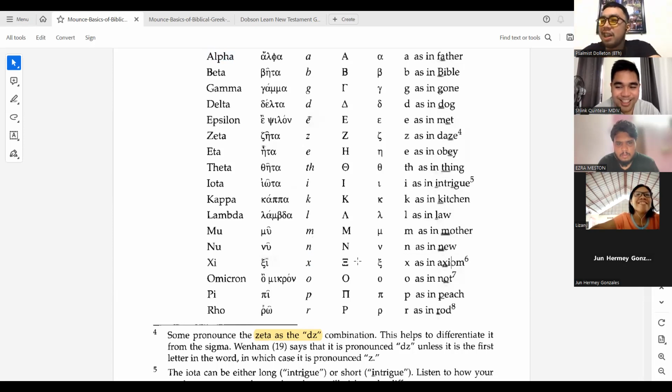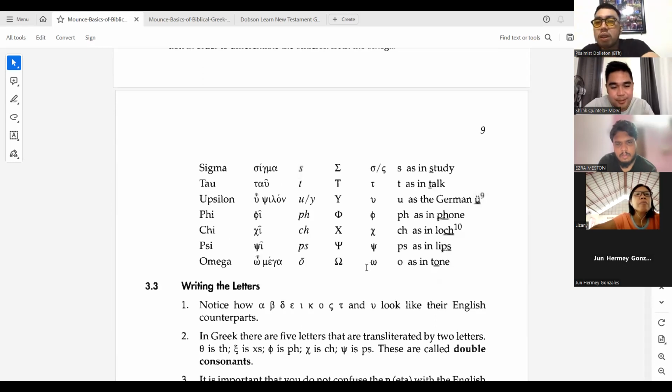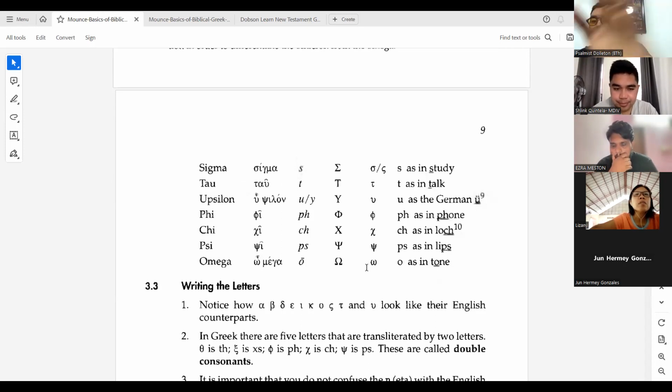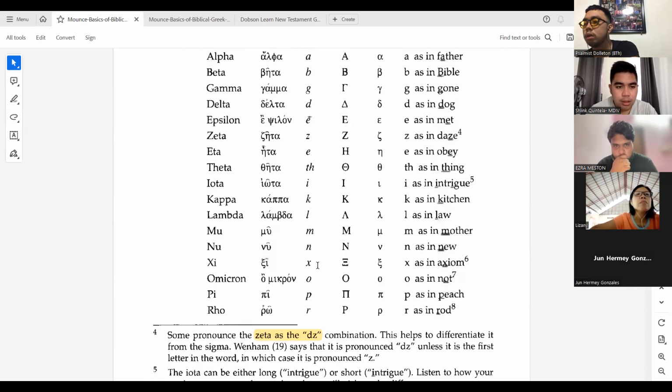By the way, the Greek letters were the basis for identifying the variants of the COVID virus. And then pi, and then rho, sigma, tau, upsilon, phi, chi, again chi, psi, and then omega, as in tone. The difference between omicron and omega is the long O sound, the long O as in tone, described here with the line on top of it. So that's the differentiation.